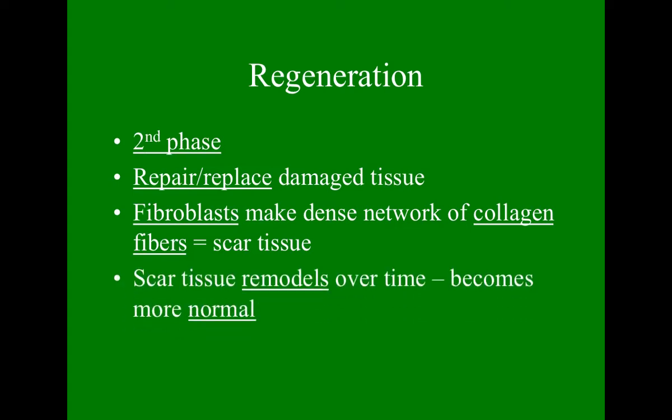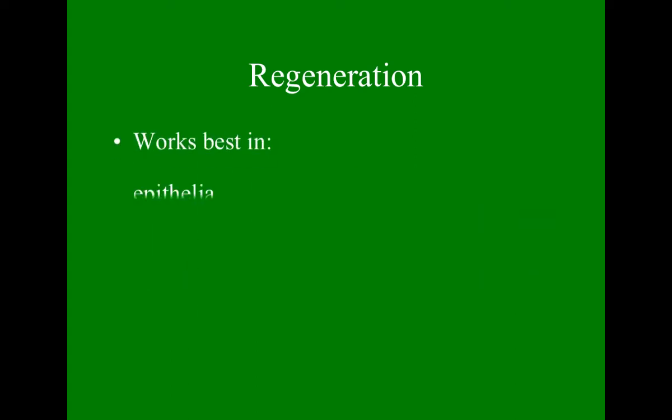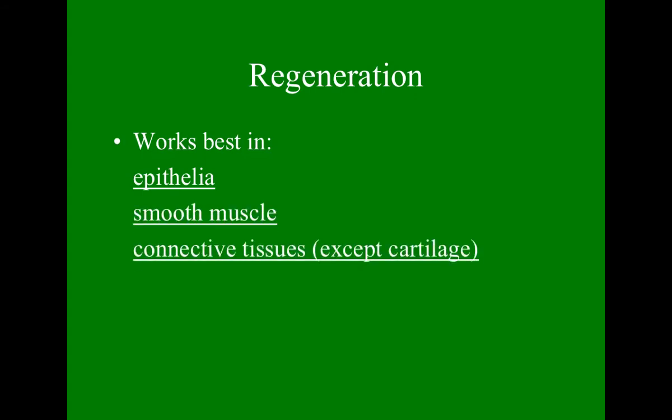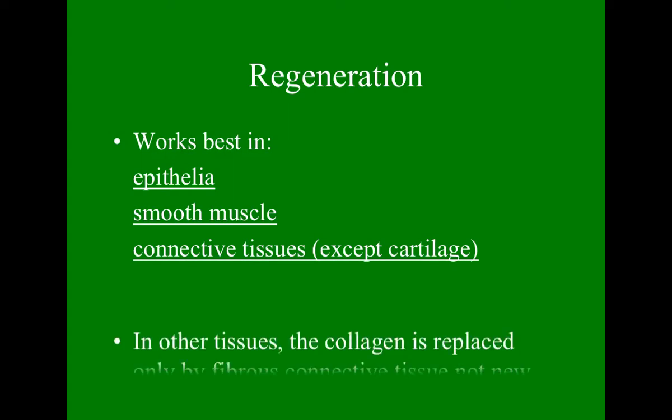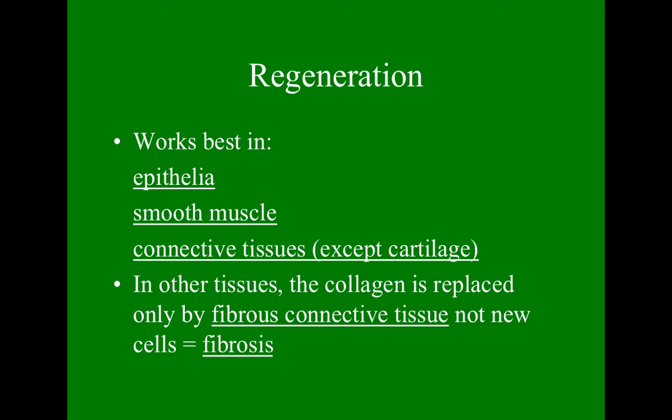What happens is the scar tissue actually will remodel itself over time and become more normal in its shape and appearance. This remodeling process works best in epithelial tissue like your skin, smooth muscle, and any connective tissue except for cartilage. Now, in other tissues, the collagen, instead of being replaced by regular cells of the healthy tissue, gets replaced by fibrous connective tissue. And that process is called fibrosis.